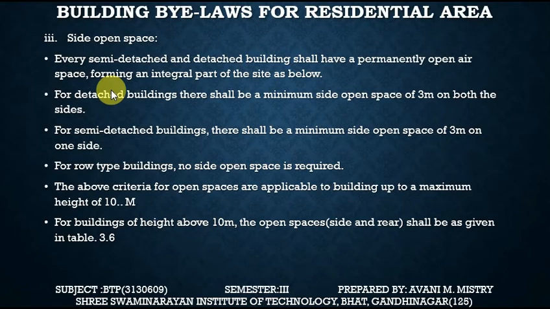Side open space. Every semi-detached and detached building shall have a permanently open air space, forming an integral part of the site as below. For the detached building, there shall be minimum side open space of 3 meter on both the sides. For semi-detached building, there shall be a minimum side open space of 3 meter on one side. For the row type building, one side open space is required.